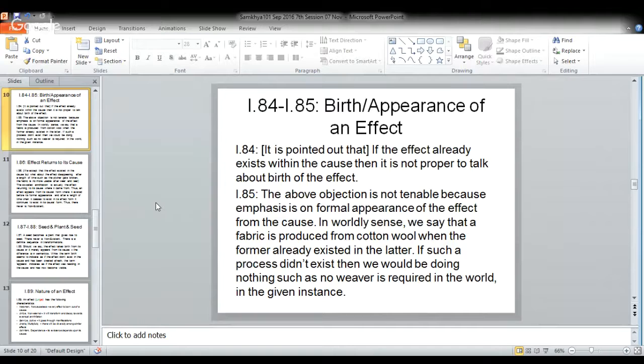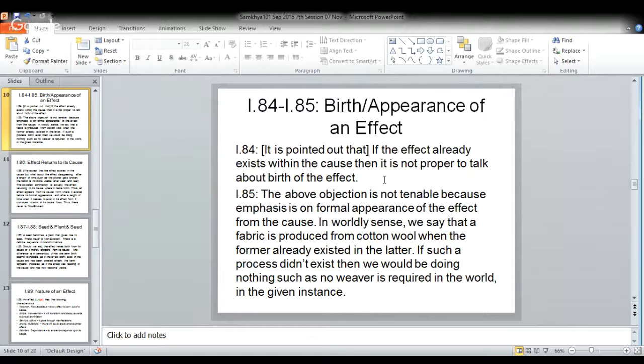1.84 is saying na bhave bhav yoga chet. Chet is if you say like that, it is pointed out that if the effect already exists, say the layperson makes a doubt, because that's what Kapil said. The effect is already there in the cause. Now the layperson is picking on that point, and he's pointing to Kapil. If you say the effect already exists within the cause, then it is not proper to talk about birth of the effect. For example, if the fabric is already in the cotton wool, that's what Kapil said in the previous statement. The effect is already in the cause.